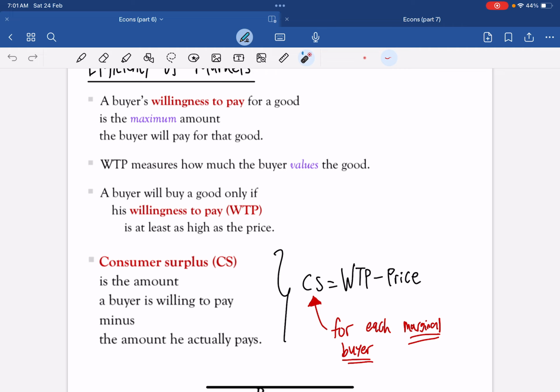So you put the value at $10 on the good. It's not priced at $10, but you value it to be $10. And so if any price is below $10 or equal to $10, then you will buy the good because you think that you benefited from having the good.